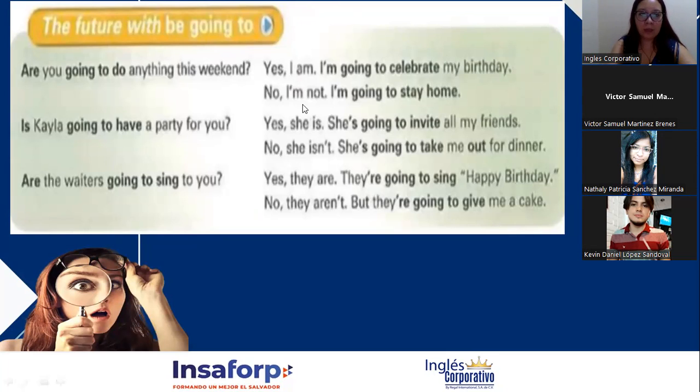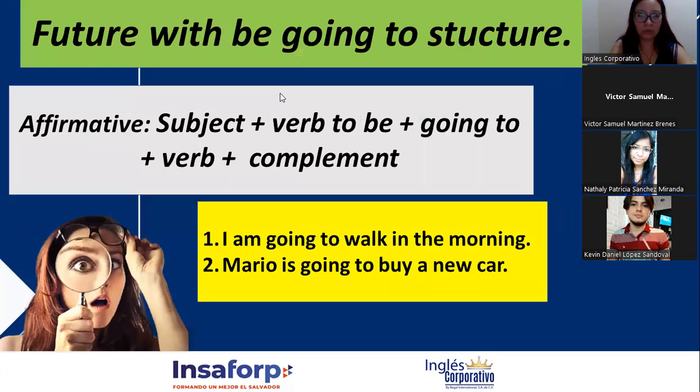All right? No puedo contestar solo yes or no. Tiene que ser yes, sujeto y verbo to be. O no, sujeto, verbo to be, not. ¿De acuerdo? Ese es el mínimo aceptable para estas estructuras.